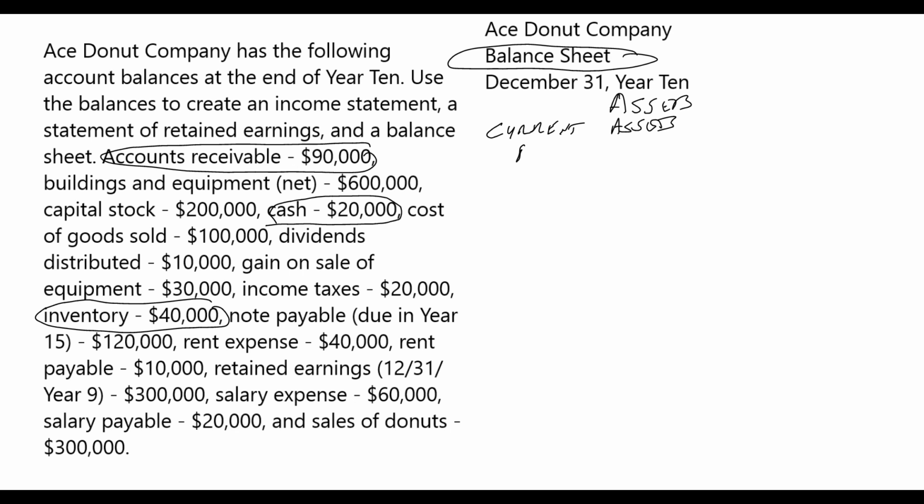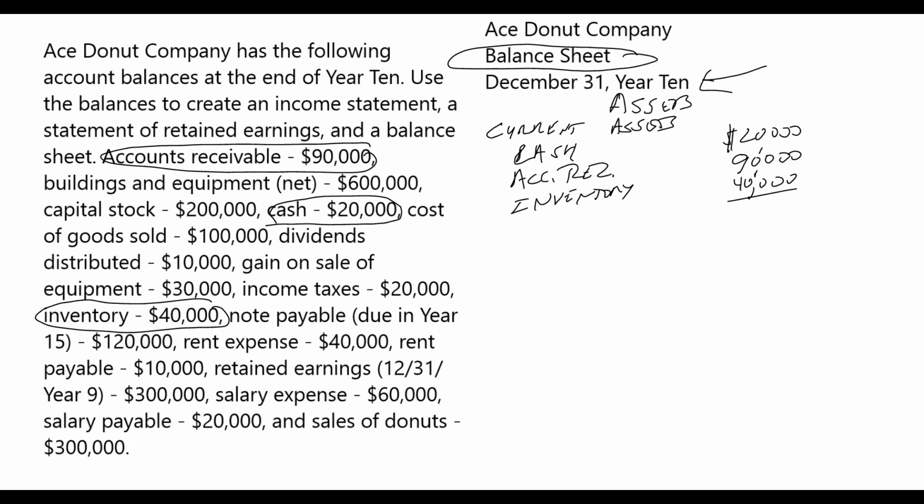So their current assets would be cash, $220,000. The company has accounts receivable. I'm going to abbreviate this a little bit because you know that that's going to be accounts receivable of $90,000, and they have inventory. That's the sugar and the milk and such they put into the donuts, and that's going to be $40,000. So this company, as of 12/31 year 10, will have $350,000 in current assets. You're reporting on that particular day.